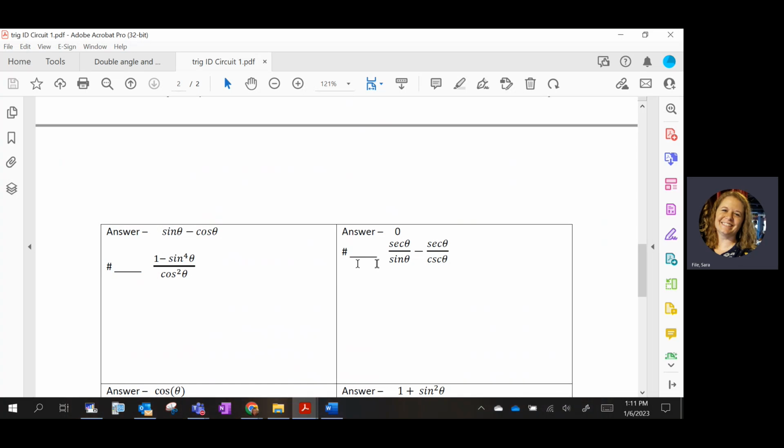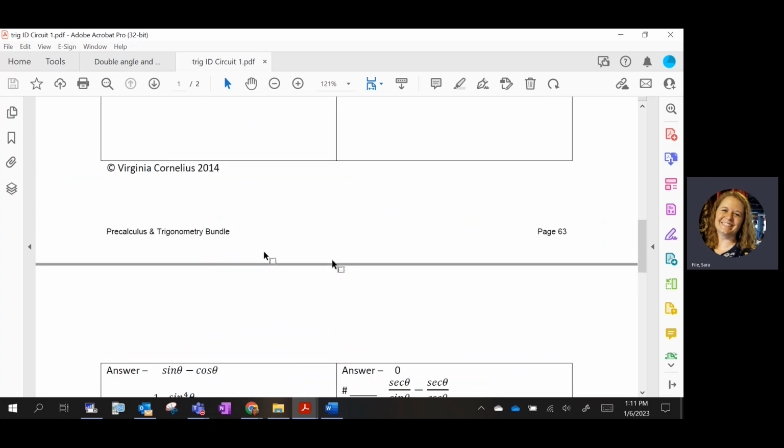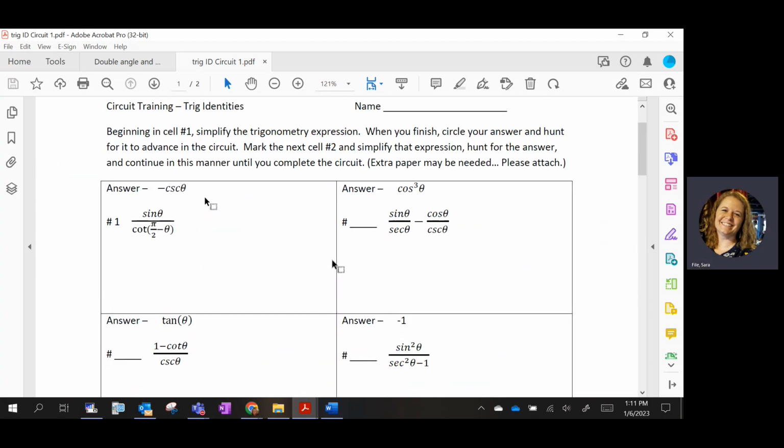So you have an answer bank. All of the answers are on the page somewhere. So if your answer is nowhere to be found, you either haven't gone far enough in your simplifying, or maybe you've gone too far or made a mistake somewhere. Okay, so it's like a way to self-check as you go. And then whenever you get to the last problem, the answer you get should be this, negative cosecant theta. That should be the last answer for the last problem you do, because it takes you back to number 1. Good?